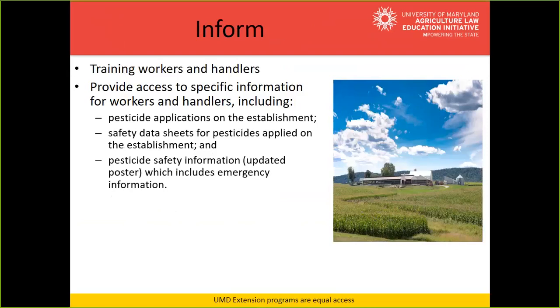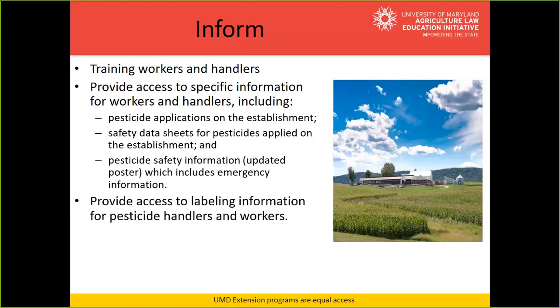and pesticide safety information. So there is an updated worker protection standard poster that was one of the changes in the law that came into effect January 2018. If you have an old poster on your farm, it would be a very good idea to make sure you get the most up-to-date poster so it includes all the information that needs to be included.